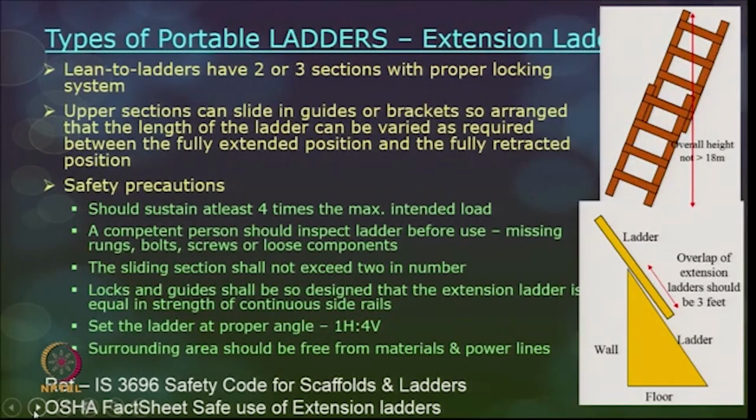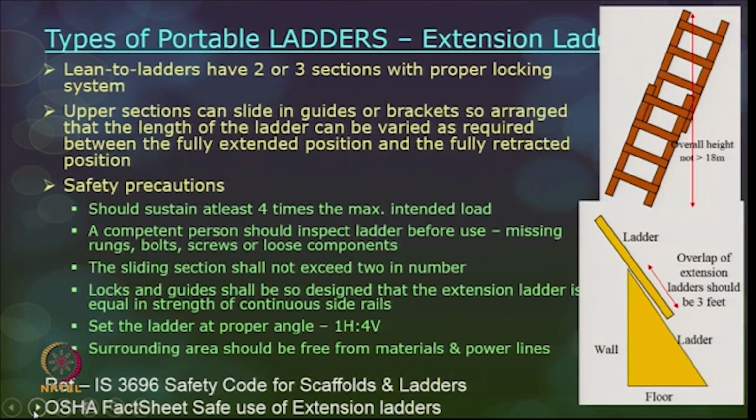The next type of portable ladder is the extension ladder. As the name implies, there can be 2 or 3 sections of ladders which can be joined together, and you can have adequate guides or brackets set up, so that it can slide in and out in order to reach different levels. You can vary the height accordingly, and the maximum overall height as recommended by OSHA is not more than 18 meters when the extension ladder is fully extended.